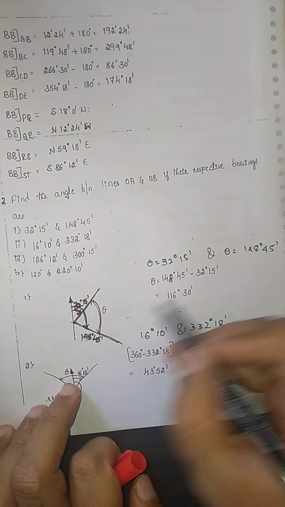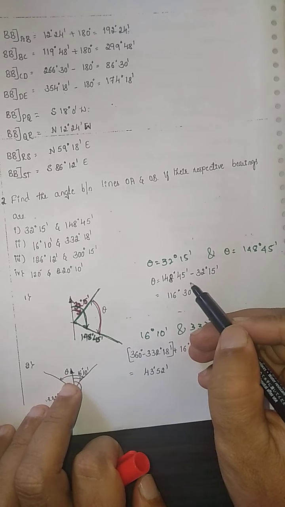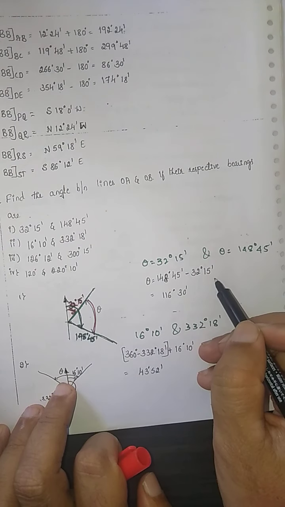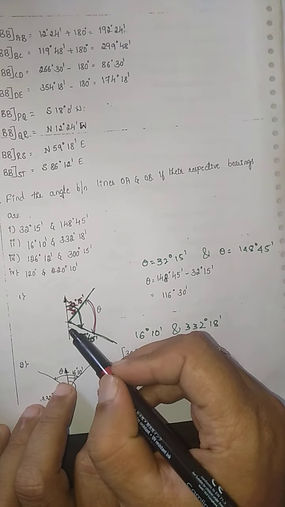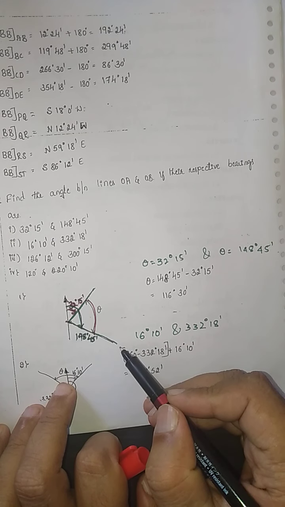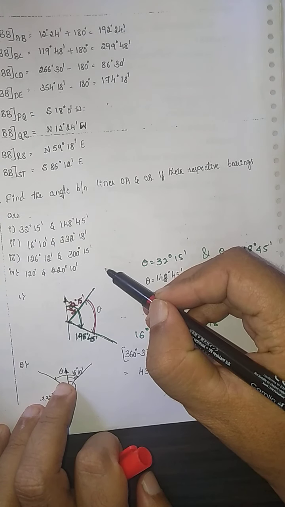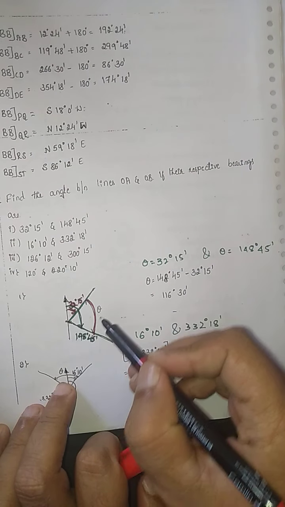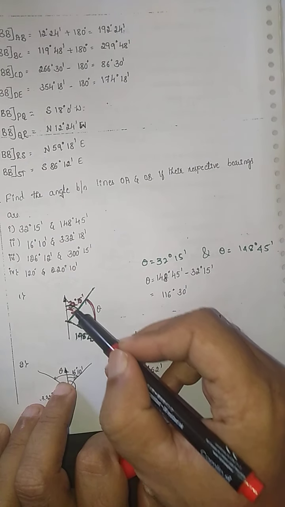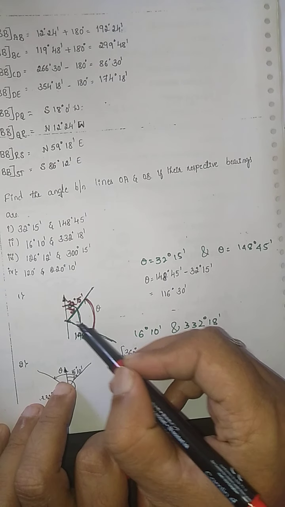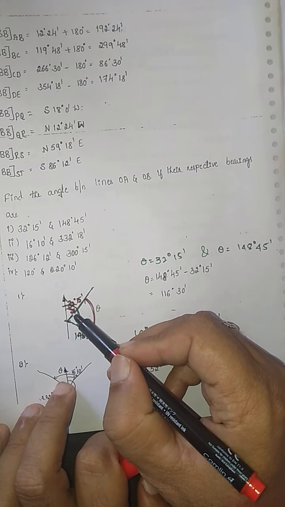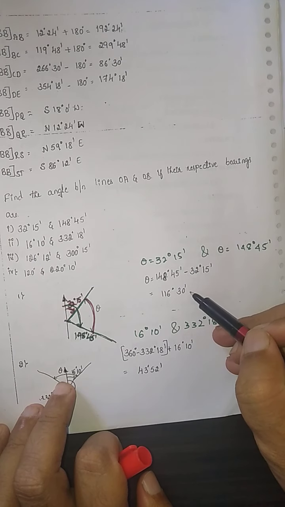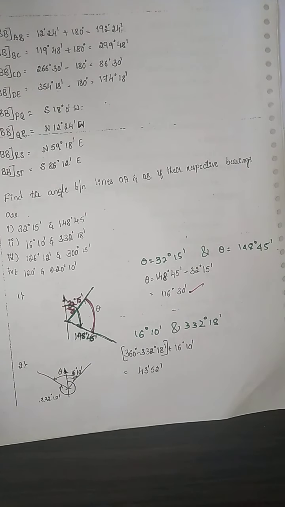So how can you get it? 148 degrees 45 minutes minus 32 degrees 15 minutes, because 148 is making an angle over here and 32 is written over here, right? So if you want the included angle theta, from here to here it is 148, and from here to here it is 32 degrees 15 minutes. If you reduce this, you are going to get an answer of 116 degrees 30 minutes.